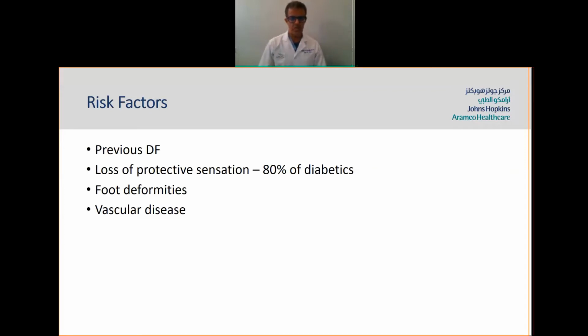Therefore, the nerves of different kinds, those sensing the temperature or the pain or the position, as well as those nerves which supply the skin appendages, including oil glands as well as sweat glands, are affected. That's why diabetic feet tend to be dry and on the side of cracking and having fissures if they are not well taken care of. Also, pre-existing foot deformities, including bunion, trauma from the past, as well as blood vessel disease.